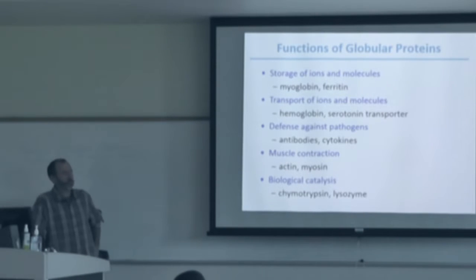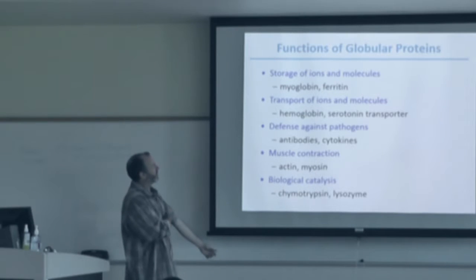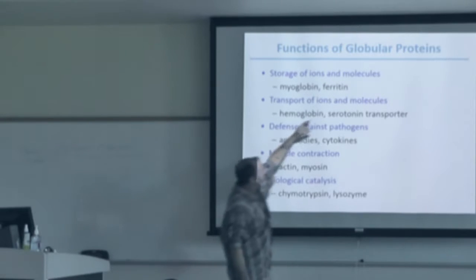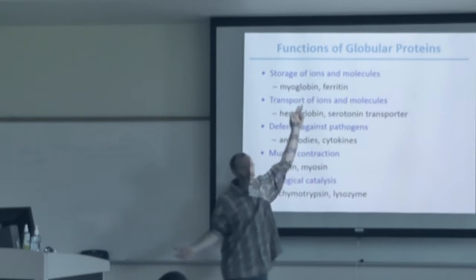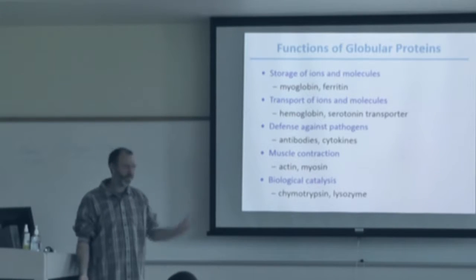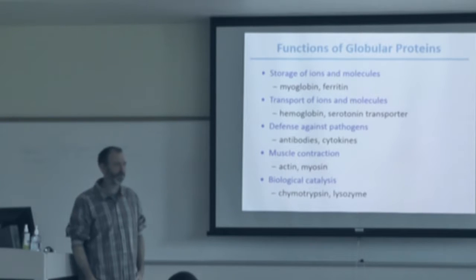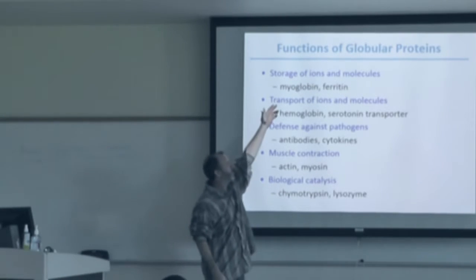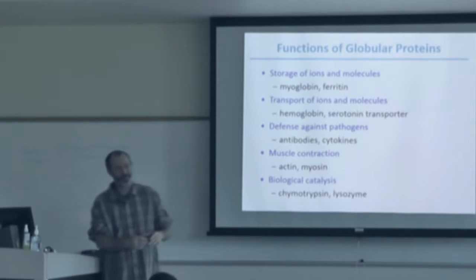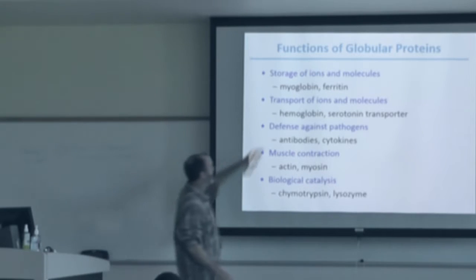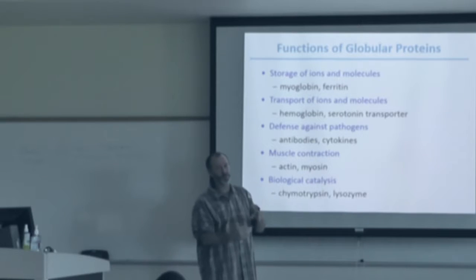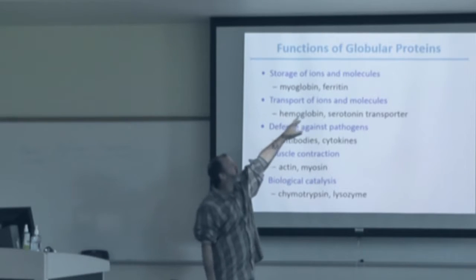So, functions of globular proteins. They can be storage of ions and molecules. Iron in the body is stored by a protein named ferritin. And what does myoglobin store? Oxygen. Yes. We store oxygen in our muscles with myoglobin, which is basically a monomer of hemoglobin. Hemoglobin has 4 subunits. Myoglobin looks almost the same as just one subunit of hemoglobin.